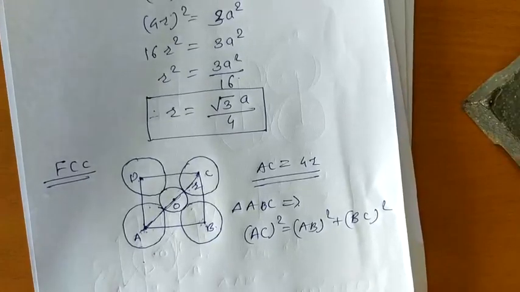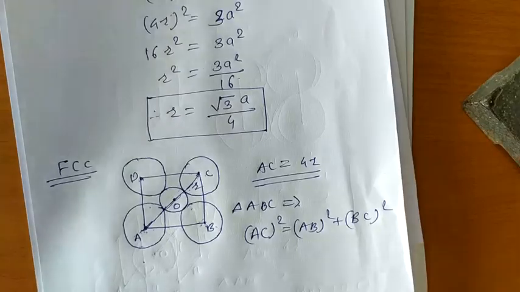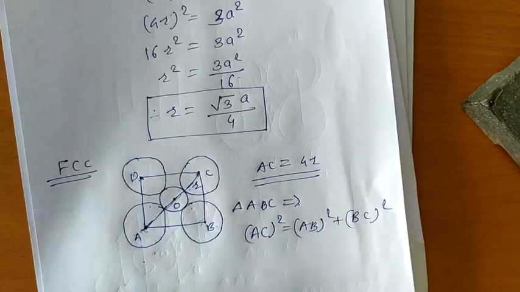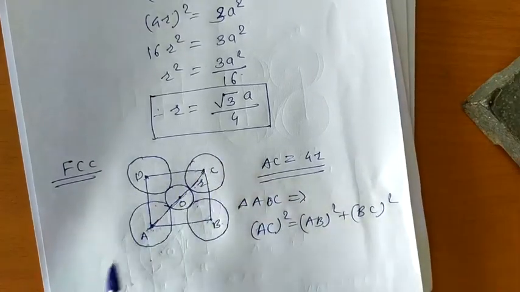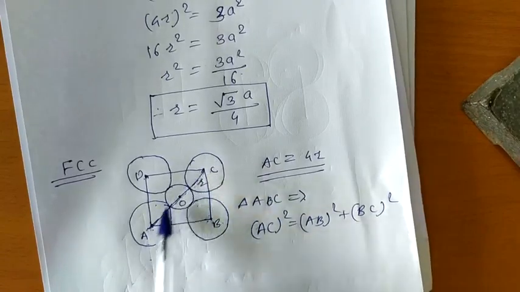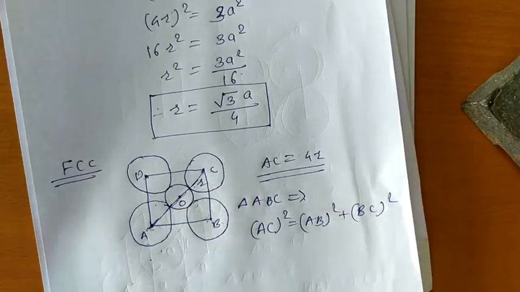In face centered cubic structure, there are atoms at every corner. This is only the face of the face centered cubic crystal structure. Atoms do not touch each other along the edges. Atoms touch along the diagonal.